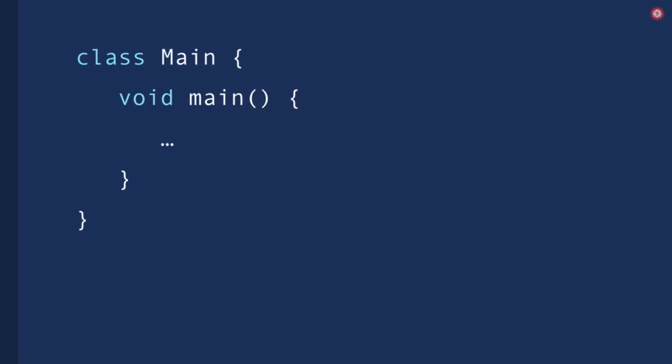Here let me write the class with the keyword class. The name of it is Main here, and there are curly braces, and between them we write the methods inside this class, which means they are part of this class.